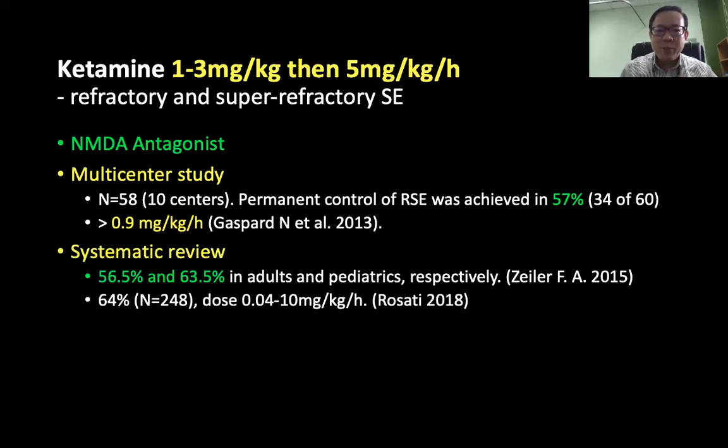But nowadays, some people push the dose as high as 10 milligram per kg per hour with a good outcome in super refractory status epilepticus. 60% here is not only in status, but is super refractory status or in refractory status, using as a third line or fourth line. So ketamine is one of the good choices that you can consider when the initial treatment failed. Remember, the dose I use here in Malaysia is 1 to 3 milligram per kg, depending on how refractory the seizure is.